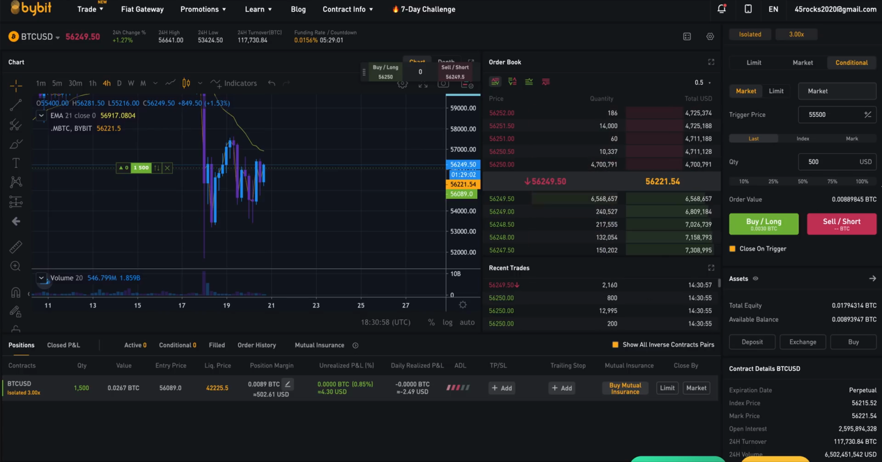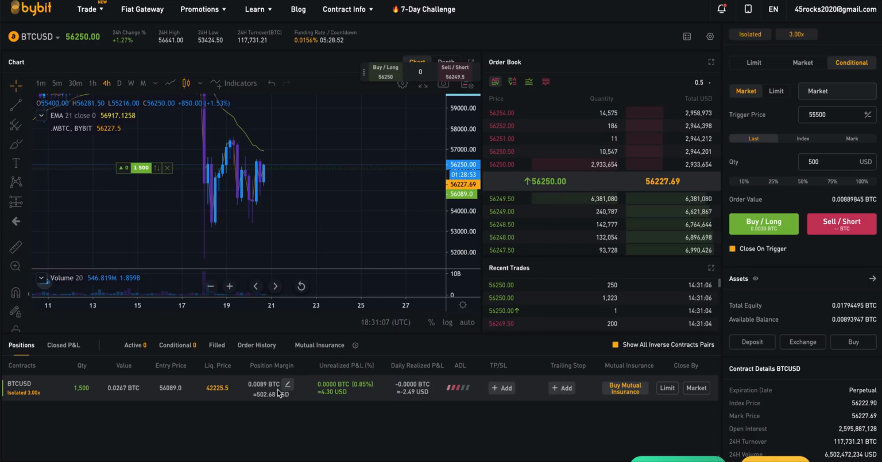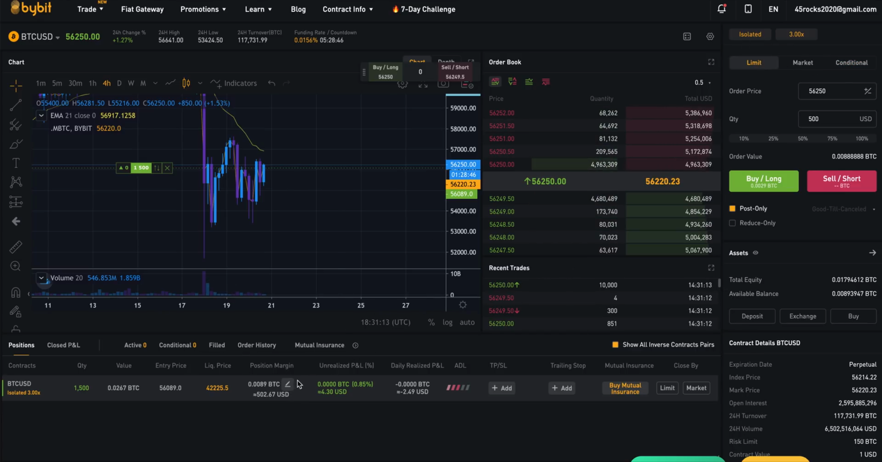Okay, now there are different kinds of margin. We have isolated and cross. The difference is that isolated margin only risks the amount of margin that you're putting on the trade. Because I have isolated margin on right now, I'm only risking my $500.